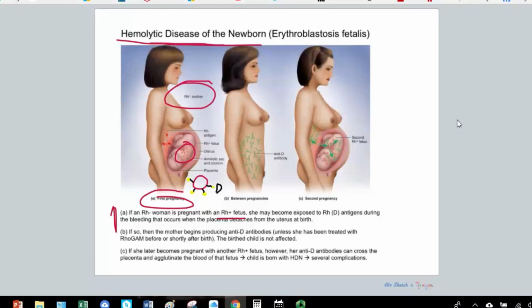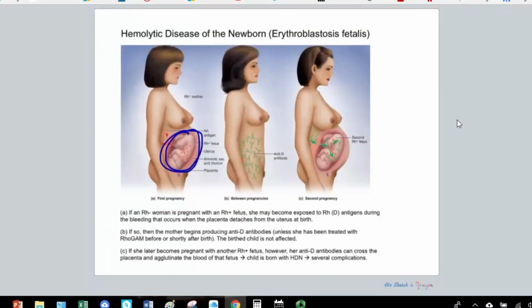So if an Rh negative mother is pregnant with an Rh positive fetus, then she may become exposed to these D antigens during the bleeding that occurs when the placenta detaches from the uterus at birth. So at birth, when the placenta detaches from the uterus, some of these D antigens can cross over into the mother's bloodstream. If that's the case, then she's going to start producing anti-D antibodies as a response. Okay? But it takes a while to do that. And so this baby, this fetus here, is safe.